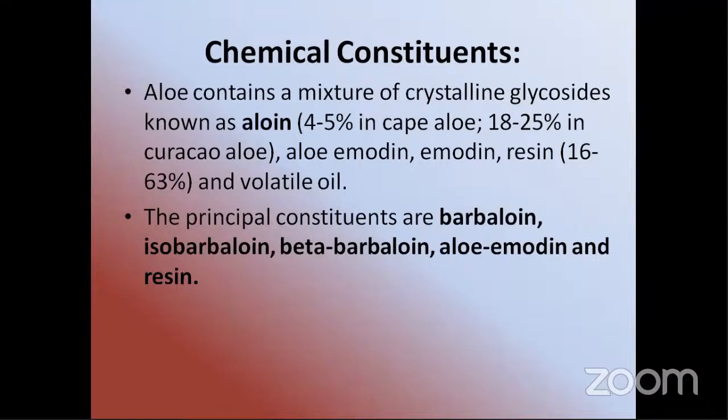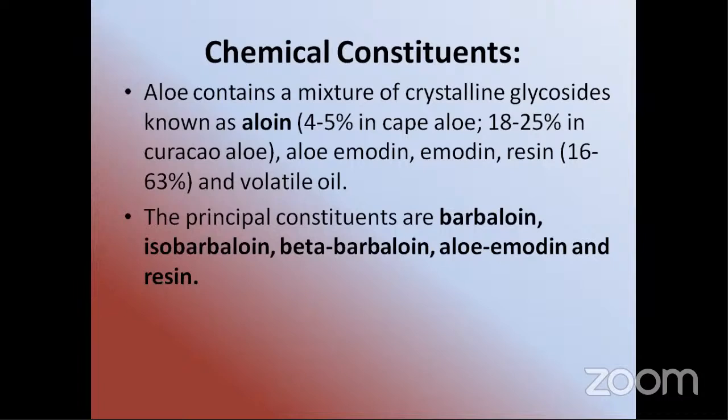Next is the chemical constituents. What are the main chemical constituents present in aloe? Aloe mainly contains the anthraquinone glycoside. The active constituent of aloe is aloin, which is a mixture of glucosides, and mainly it contains barbaloin as the chief constituent.